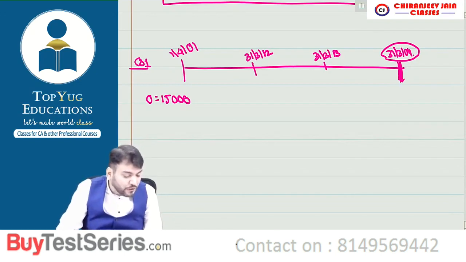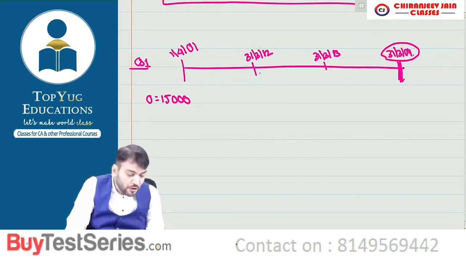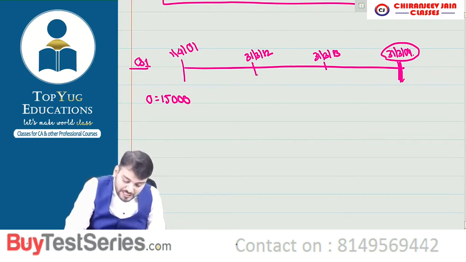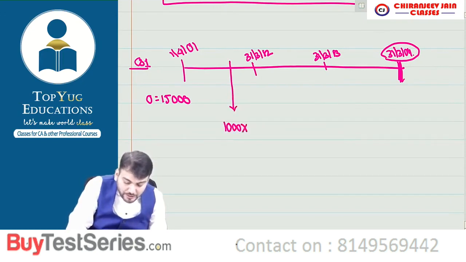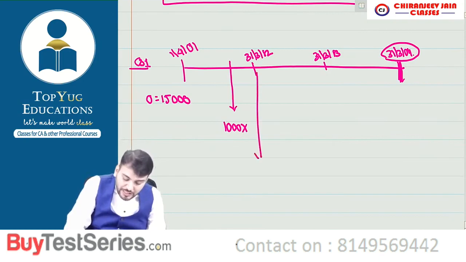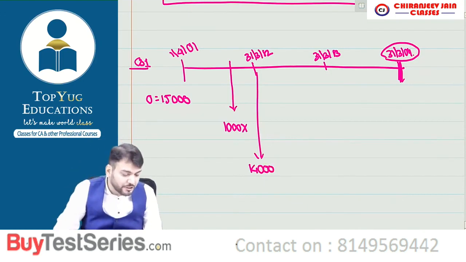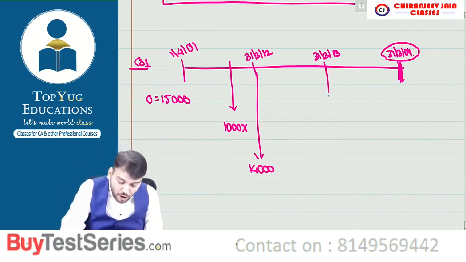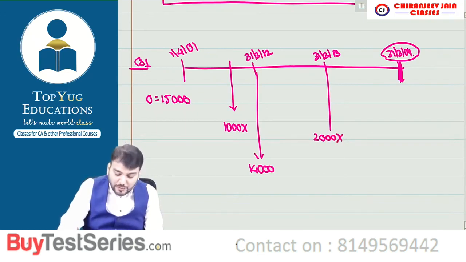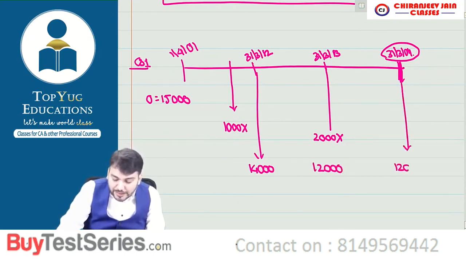Correct? On 1st Jan 2002, how many options were withdrawn? On 1st Jan 2002 will come here, 1,000 options got cancelled. Cancelled means can I say on this date only 14,000 options were left. Correct? Understood? And on 31st March 2003, on this date, 2,000 more options were cancelled. Means how many options were left? 12,000 options were left, and nothing is given for the third year. Means can I say here also 12,000 options will be left.